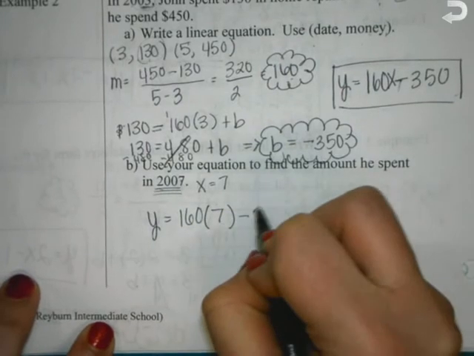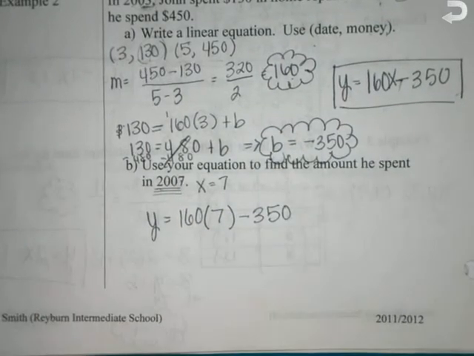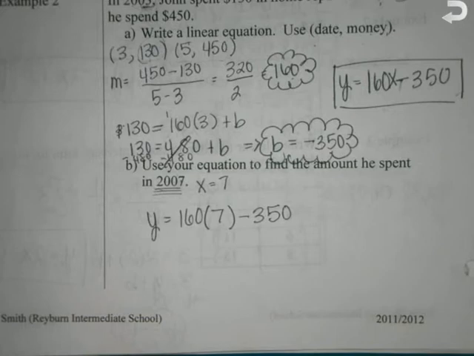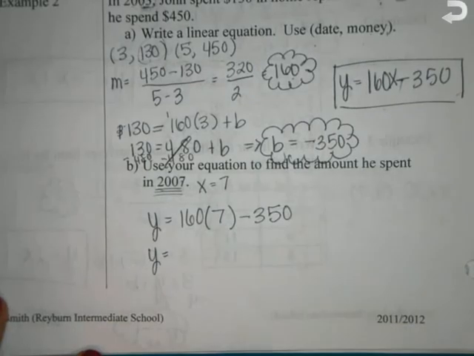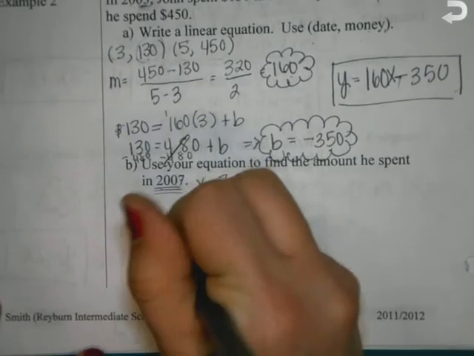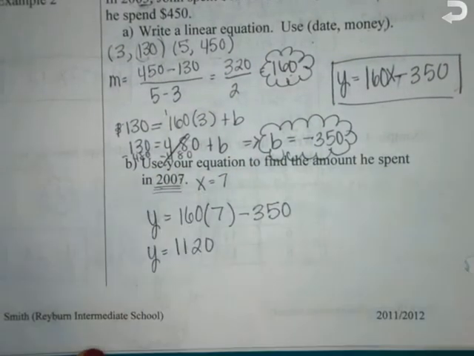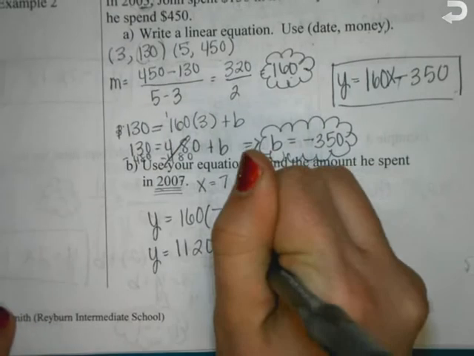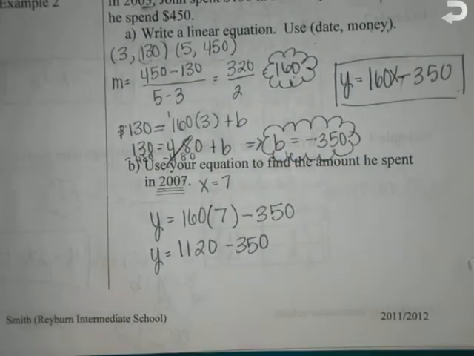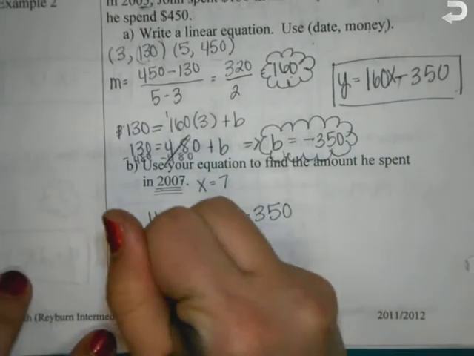160 times 7, what does that give you? 1,120. 1,120 minus 350. 460? Yeah. Or 460. Okay. And 1,120 minus 350?